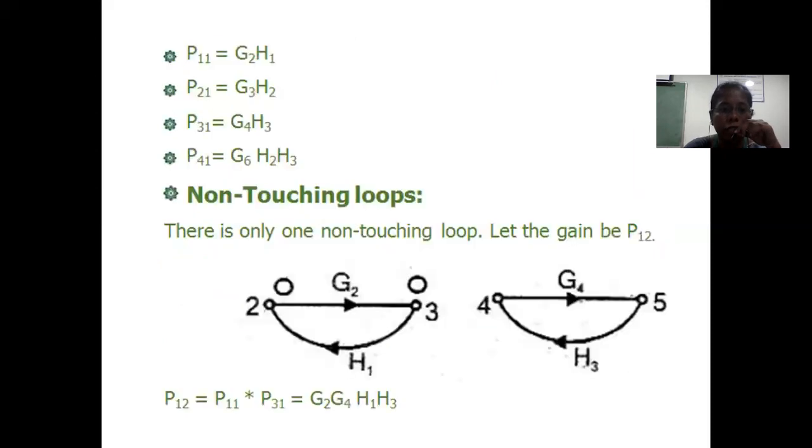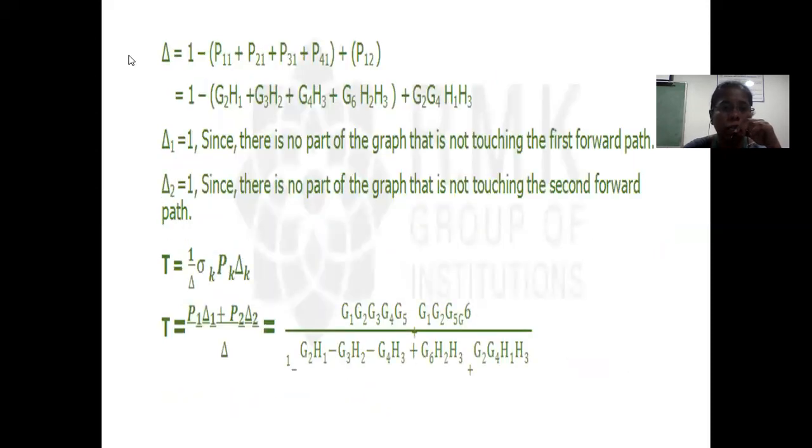Then after finding two non-touching, now we have to find out the del part. When you take the del part, as we know the formula already, del is equal to 1 minus sum of individual loops. So here we have totally 4 loops, right? So P11, P21, P31, P41. So just sum up all the individual loop gains, plus sum of two non-touching. Here we have only one combination of two non-touching, that is actually P21. So just substitute in the formula and you will get your del value.